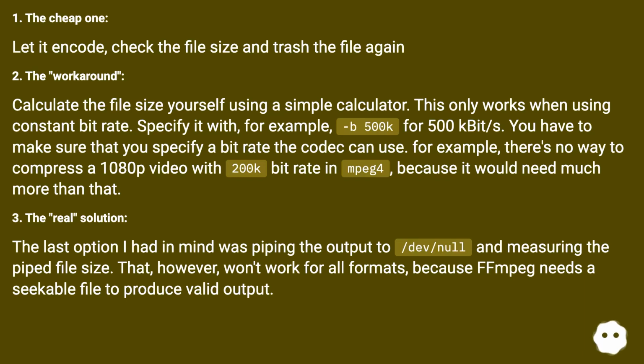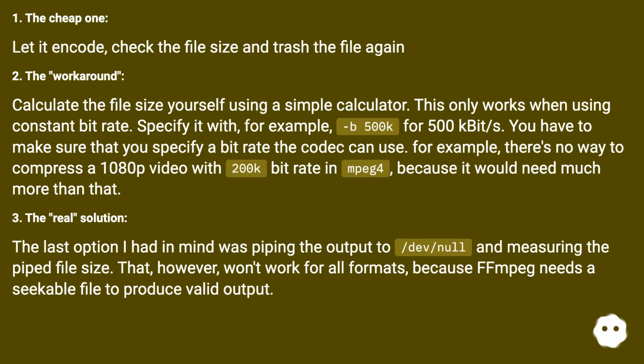1. The cheap one. Let it encode, check the file size and trash the file again. 2. The workaround. Calculate the file size yourself using a simple calculator. This only works when using constant bit rate. Specify it with, for example, -b 500K for 500 kilobits. You have to make sure that you specify a bit rate the codec can use. For example, there's no way to compress a 1080p video with 200K bit rate in MPEG-4, because it would need much more than that.